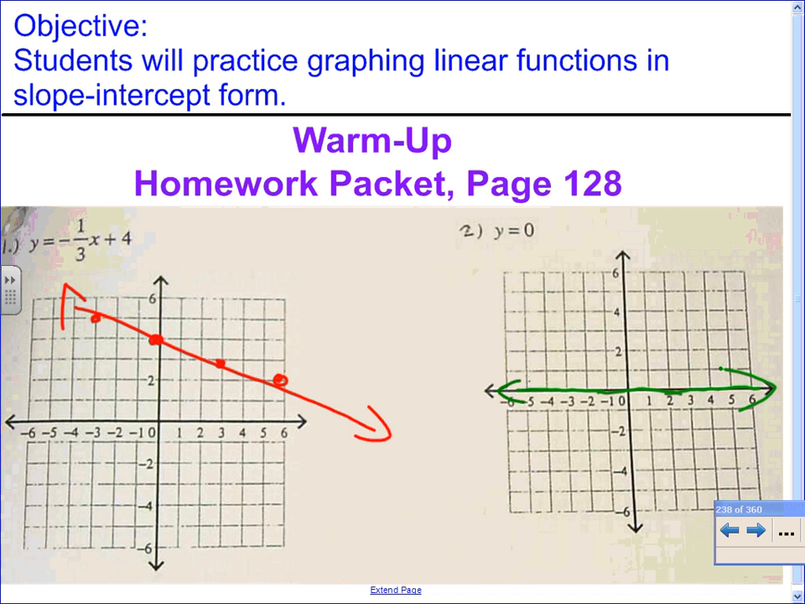Number 2, y equals a number always goes this way. What is the slope for y equals a number? Doug? Good. So it has an m value, which is slope of 0.